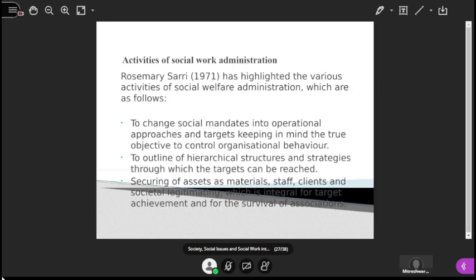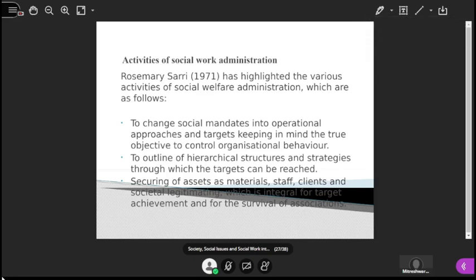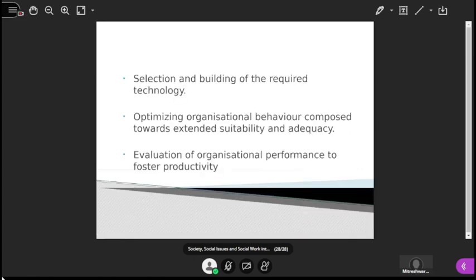Activities of social work administration. Rosemary Sari has highlighted the various activities of social welfare administration, which are as follows: to change social mandates into operational approach and targets, keeping in mind the true objective to control organizational behavior; to outline hierarchical structures and strategies through which the targets can be reached; securing of assets such as material, staff, clients, and societal legitimating, which is integral for target achievement and for the survival of associations; selection and building of the required technology; optimizing organizational behavior towards extended suitability and adequacy; evaluation of organizational performance to foster productivity.